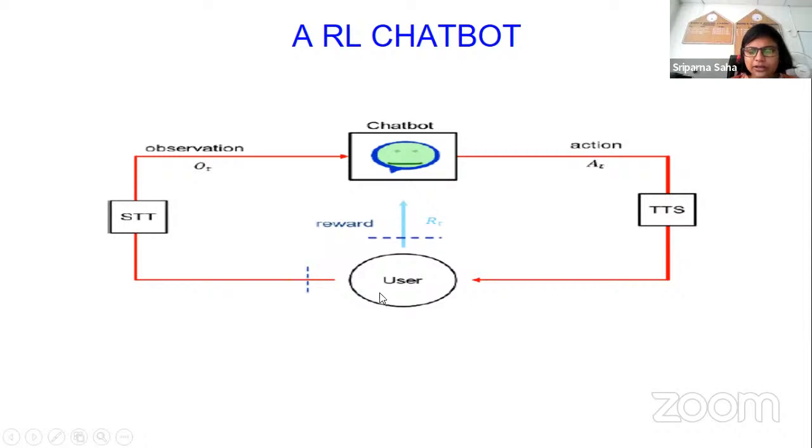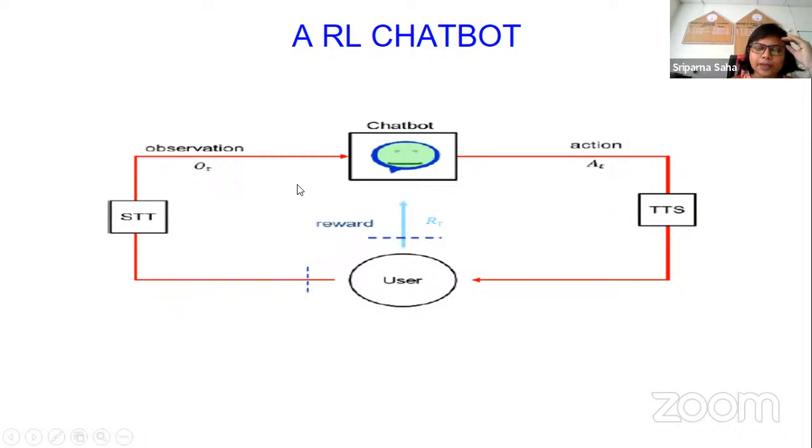So there is an utterance by the user, and there is a speech to text module. This speech to text module basically generates the utterance from the speech signal. So there is a speech to text translation module. This basically translates the speech signal into the text signal. So yeah, this is the overall chatbot design.